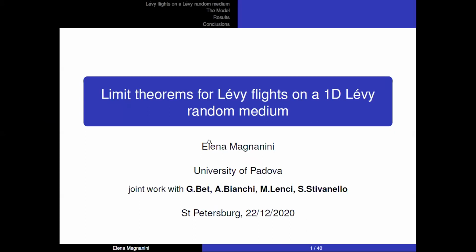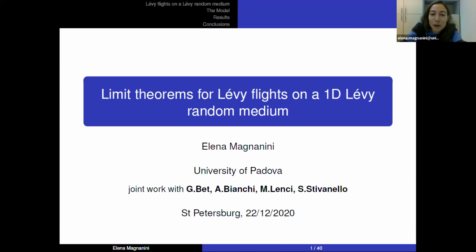Okay. So good morning, everybody. I'm very happy to be here and to have the opportunity to give this seminar titled Limit Theorems for Levy Flights on a One-Dimensional Levy Random Medium, which collects the results of a recent work with Gianmarco Betta, Alessandra Bianchi, Marco Lenci, and Samuele Stivanello.